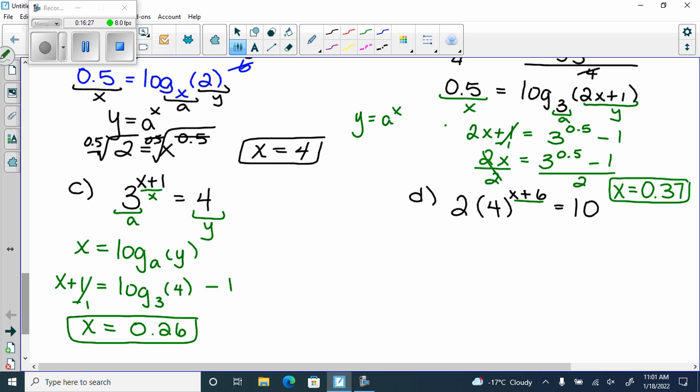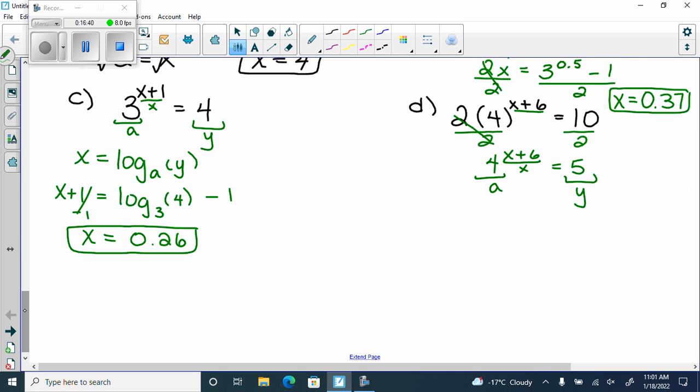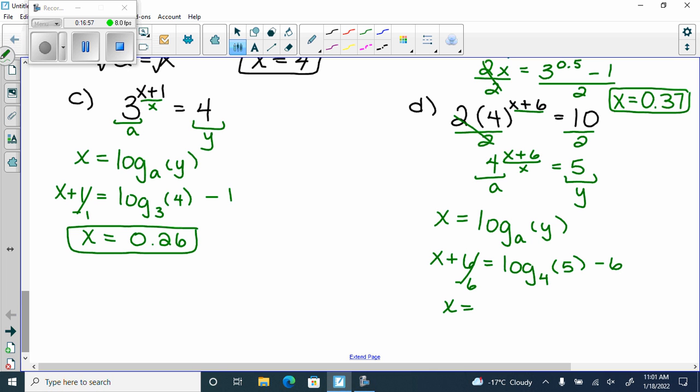D, I have to divide the 2 over first. So I get 4 to the x plus 6 equals 5, and then I need to convert y, a, x. The conversion is x equals log base a of y. So I'm going to get x plus 6 equals log base 4 of 5. And then I have to subtract 6. What do we get for this one?